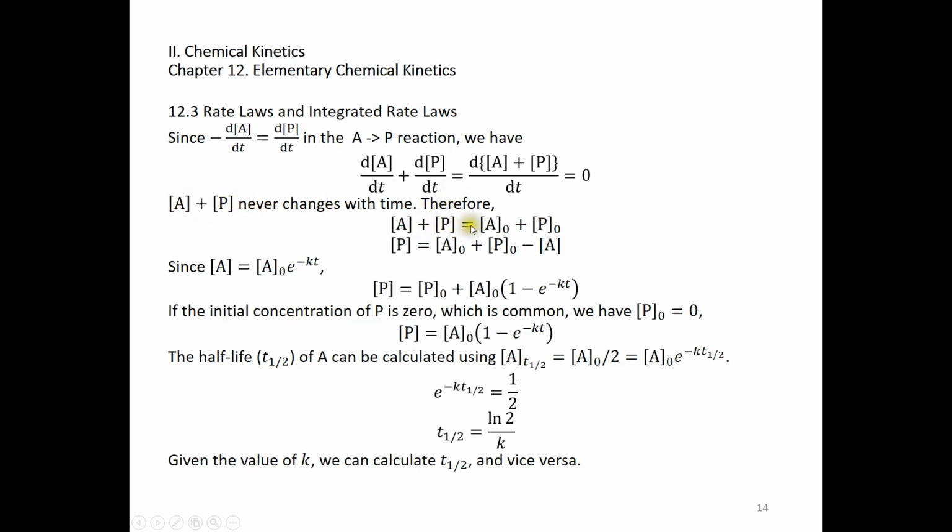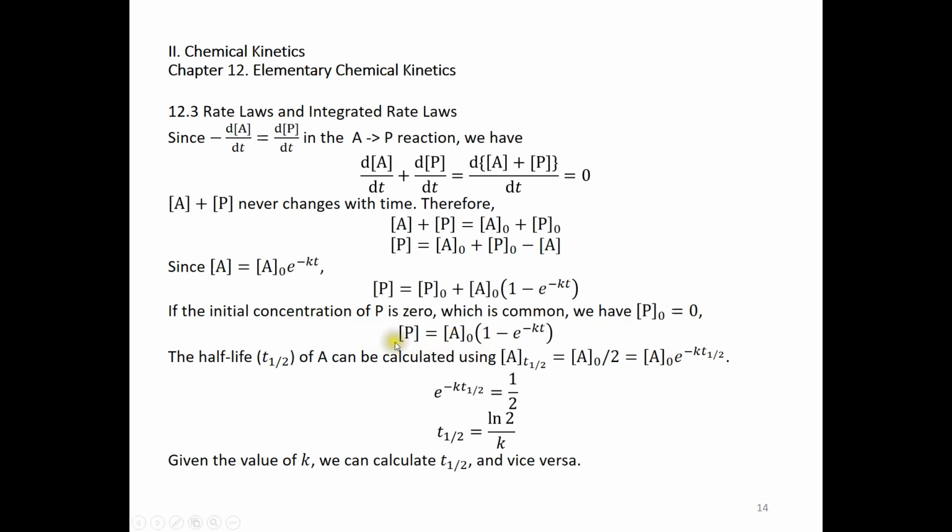Therefore, A plus P is always A naught plus P naught, and P is A naught plus P naught minus A. And because A is A naught times e to the power of negative kt, P is P naught plus A naught times 1 minus e to the power of negative kt. Very often, the initial concentration of P is 0, which is again very common. It's rare for us to put some product in the reaction system in the first place. So usually we have P naught is 0, then P is A naught times 1 minus e to the power of negative kt.